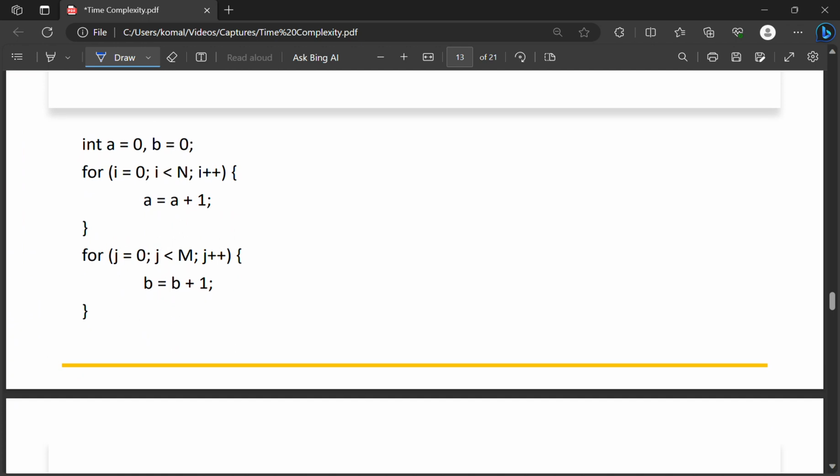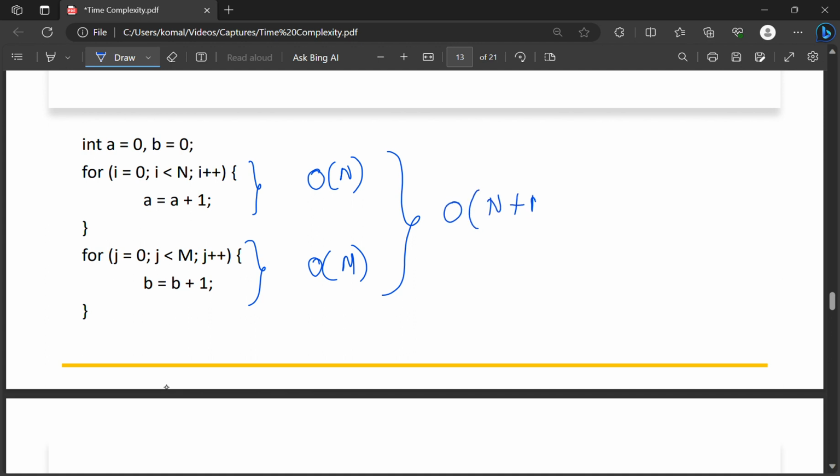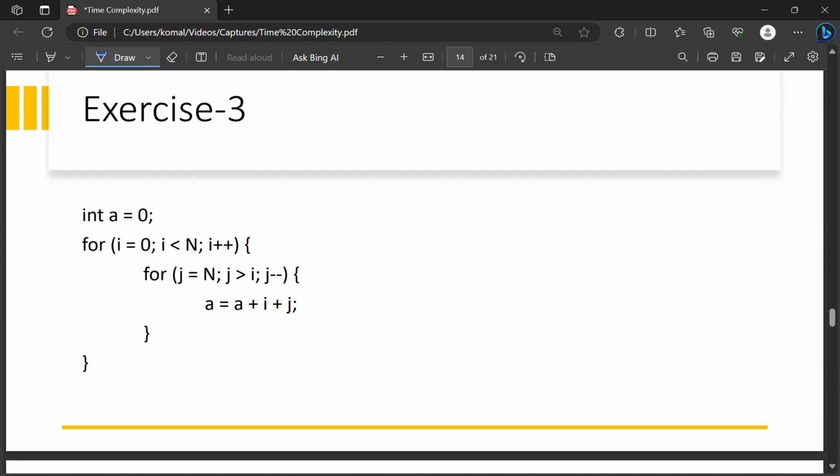A equal to 0, B equal to 0, I equal to 0. So you can quickly tell how many number of times this loop is getting executed, big O of n times. And this is like big O of m. The whole program's time complexity can be mentioned as big O of n plus m. Next one.